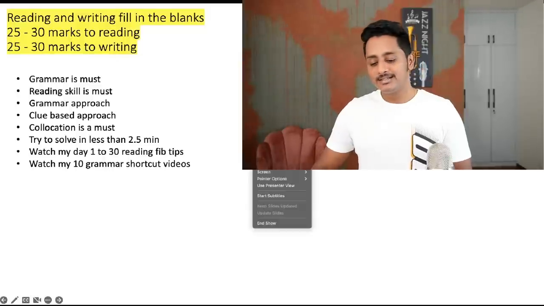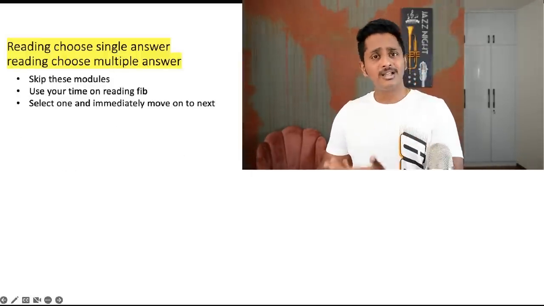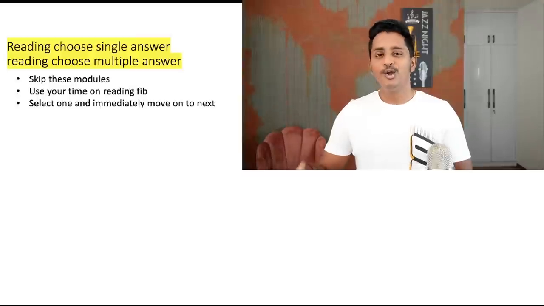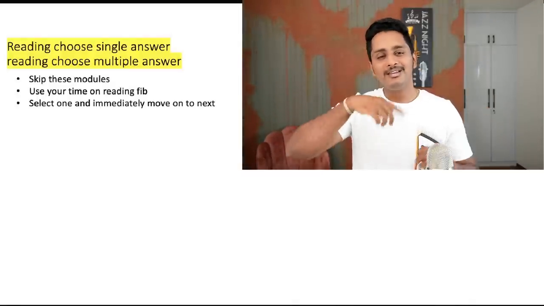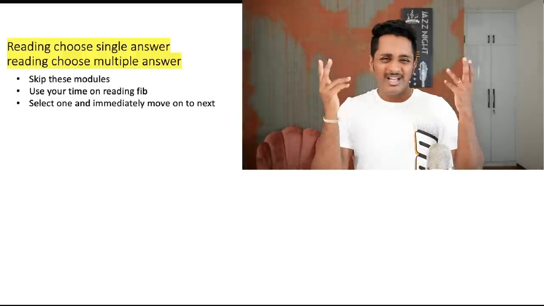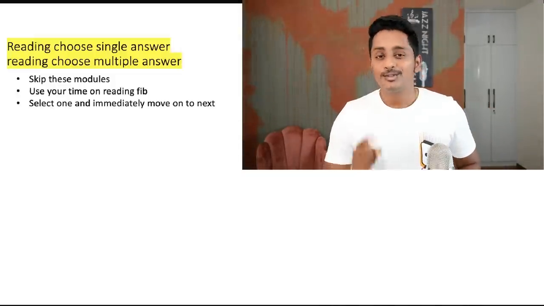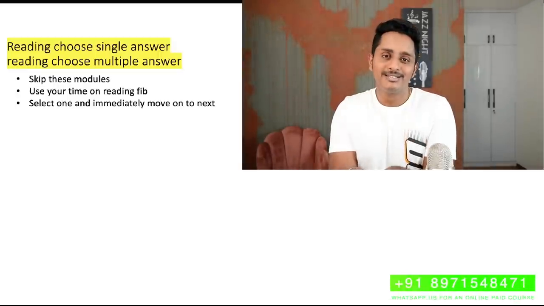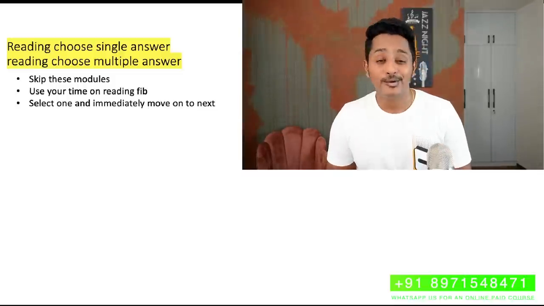So having said this, we have two more modules called choose single answer reading and choose multiple answer reading. A big paragraph will be given. You have to read and select. I don't read. Select one, click next immediately. For choose multiple, select one or two, there is negative marking, but don't worry. All these modules are given so that you spend your useful time on them, and you will not get enough time on the important modules.